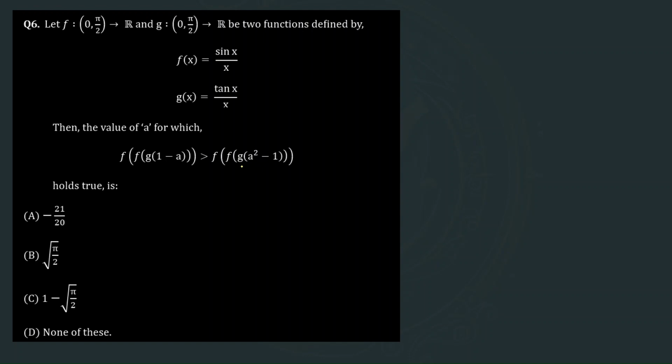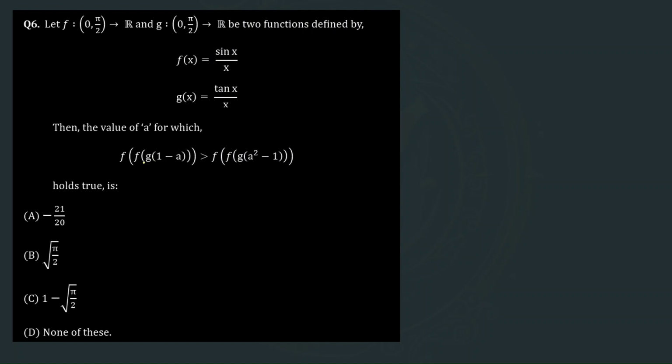Now how can we use this information to find the values of a? We can do that by finding the nature of this function h of x, which is f of g. But first, the most important point here is to check whether both these domains are satisfied or not. That means, does 1 minus a lie in the domain of g, or does a square minus 1 lie in the domain of g or not? We have to check that first. So the domain of g function is 0 to pi by 2.